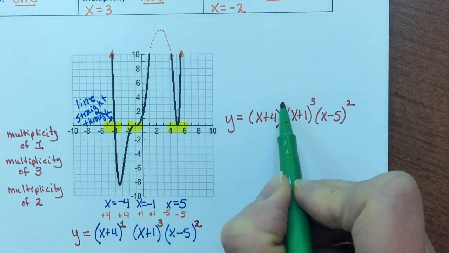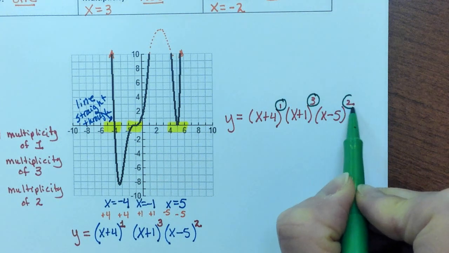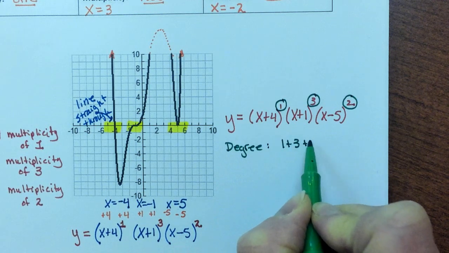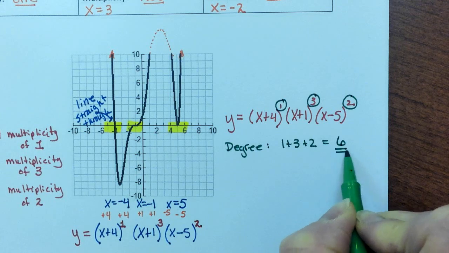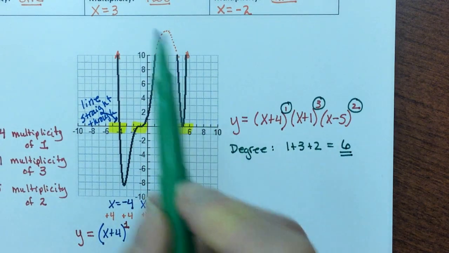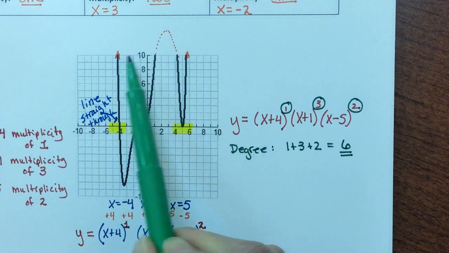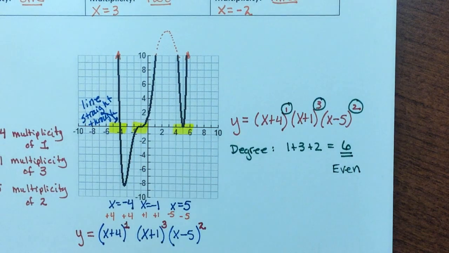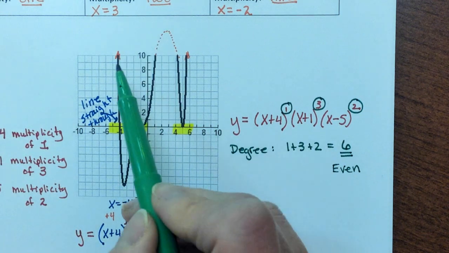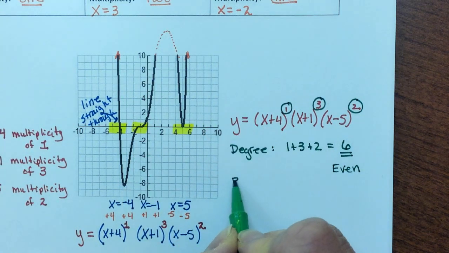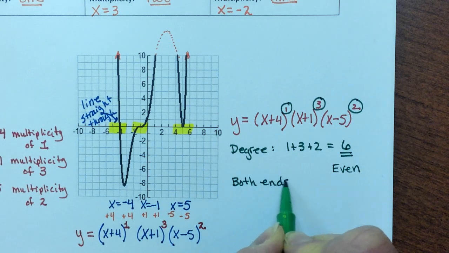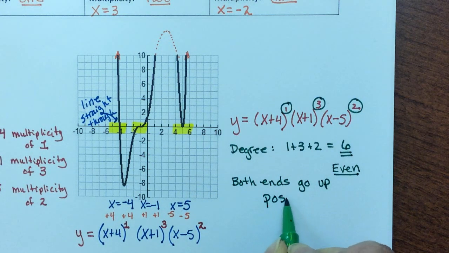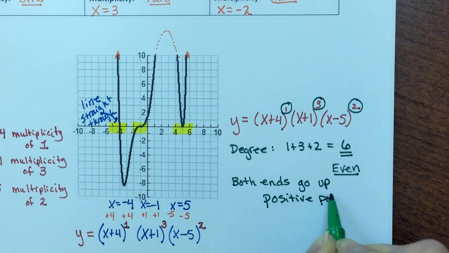So when I look here, if I count up my degrees, I have 1, 3, and 2. So my degree function is 1 plus 3 plus 2, which equals 6. So this is a 6th degree polynomial, and because both ends are in the same direction, that also helps me with this. This is even. 6 is even. So this polynomial is also even. They match, so that's good. And because my ends are going up, so both ends go up, that tells me it's even. That means it's a positive polynomial.